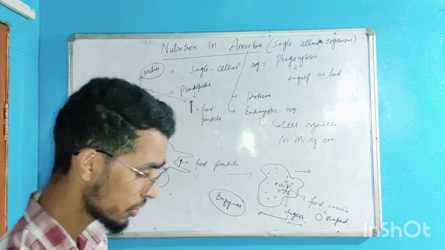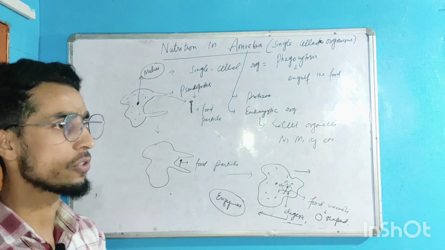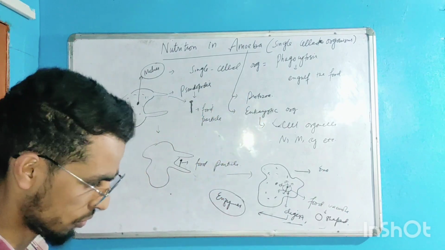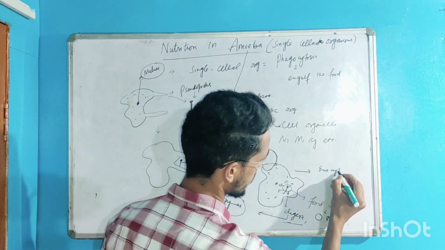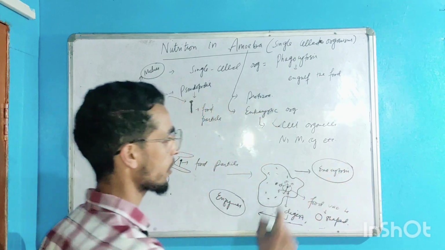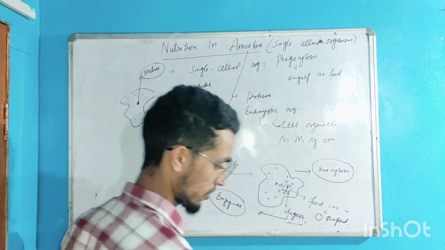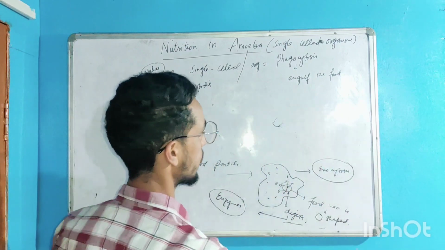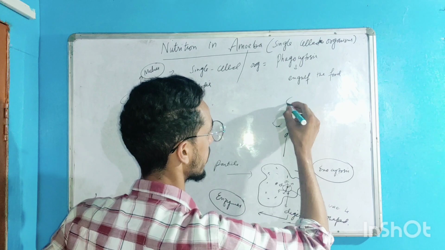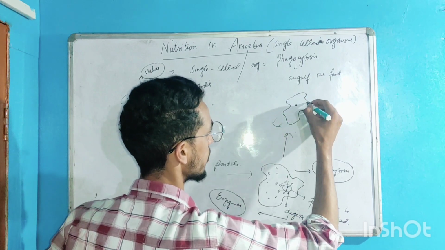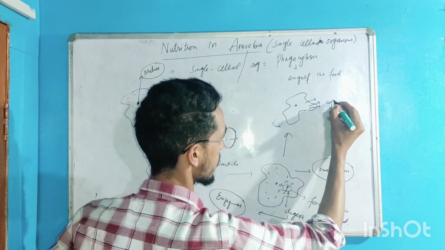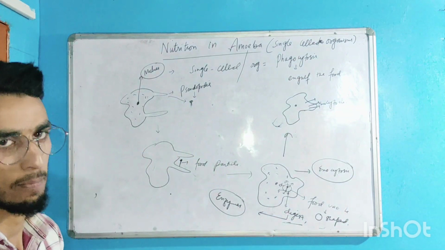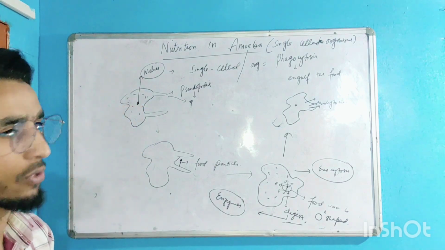The undigested food is thrown out of the cell in a unique way, called exocytosis. Due to the process of exocytosis, it throws out this undigested food. Suppose this is an amoeba, it throws out this food by a process called exocytosis. So there are majorly four steps in the process of nutrition in amoeba.